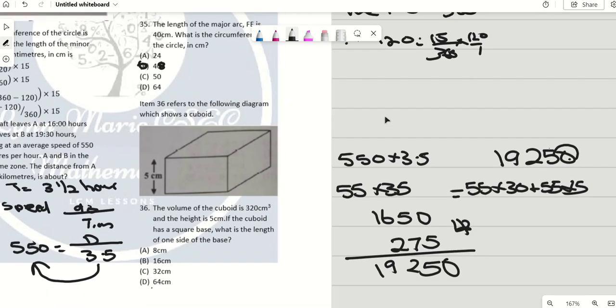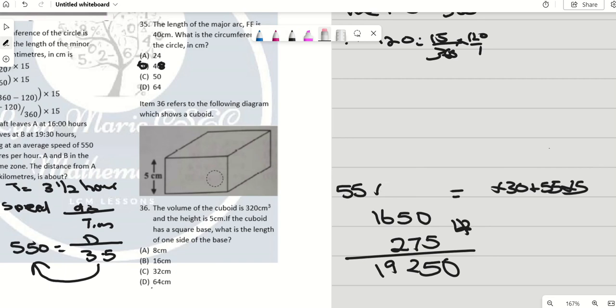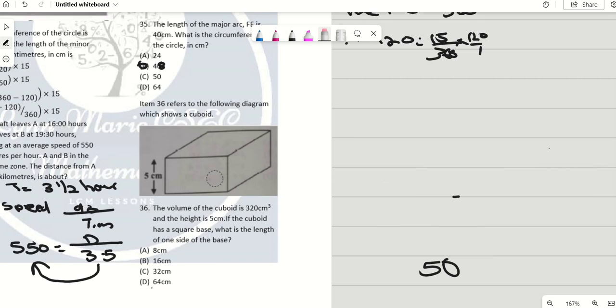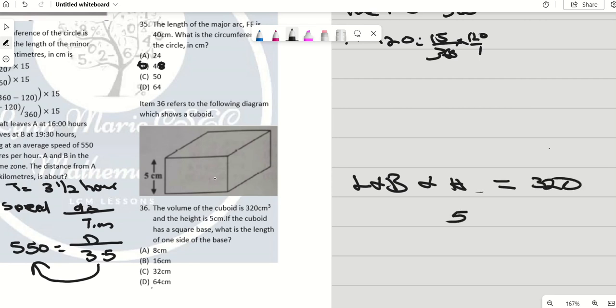Right, number 36. Item 36 refers to the following diagram. The volume of the cuboid is 320. Let us write this down. We know the volume of a cuboid is length times breadth times height. This is equal to 320. They told you your height is 5 and length and breadth are the same. So let's call it L multiplied by L multiplied by 5 is 320.